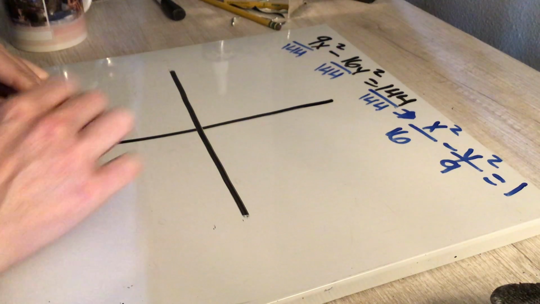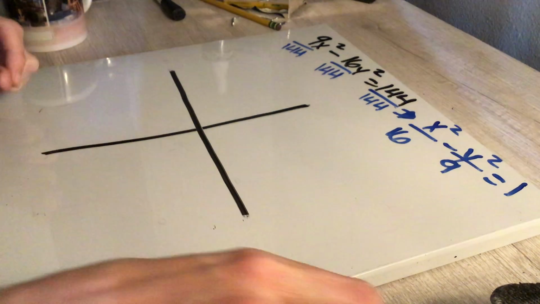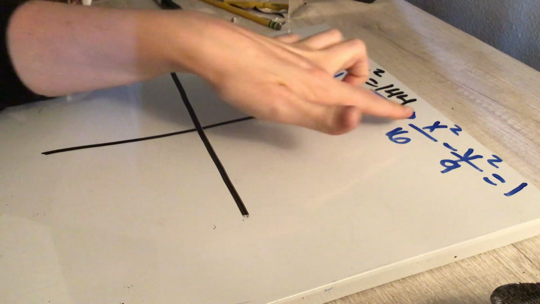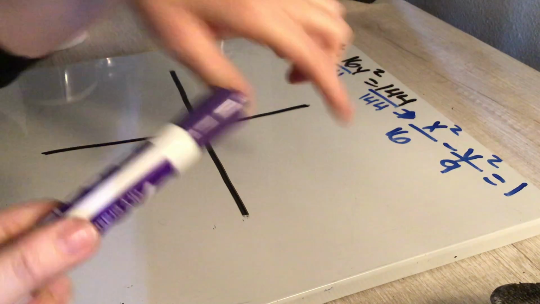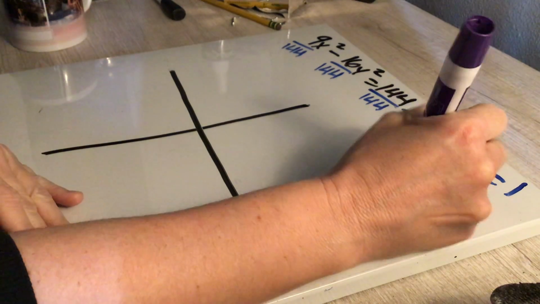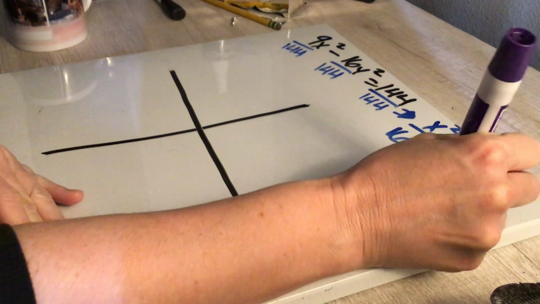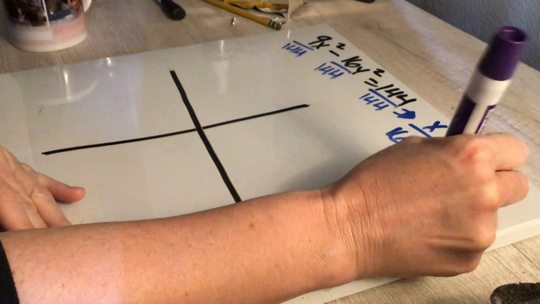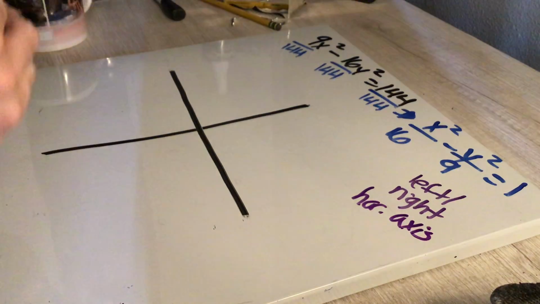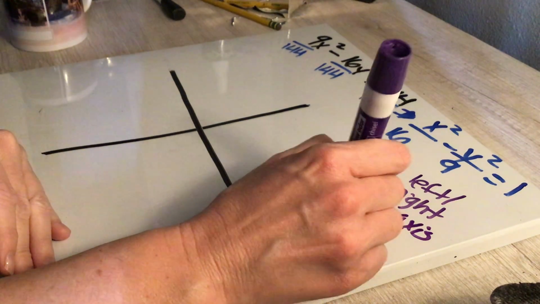Okay. So the very first thing we need to do is decide which way this is going to open. Okay? We look here, x is positive, y is being subtracted. So it tells us it opens left and right. Okay, so we have a horizontal axis. Our center is at 0, 0.